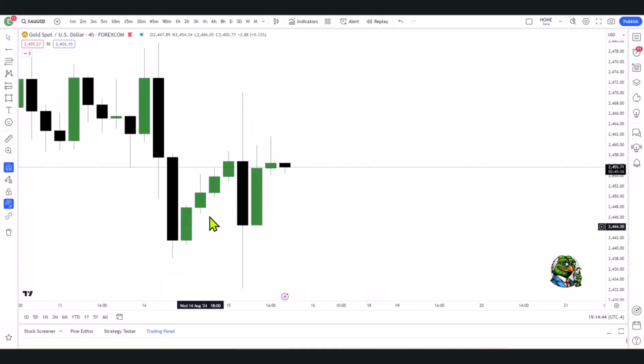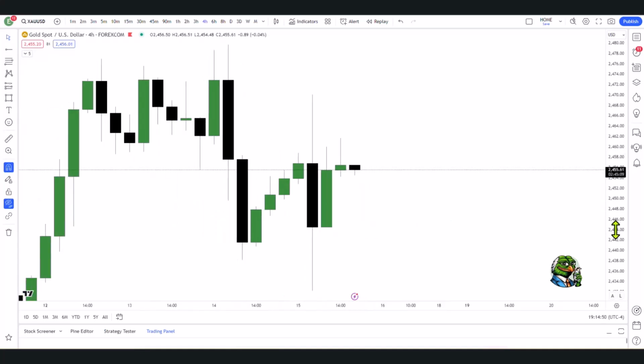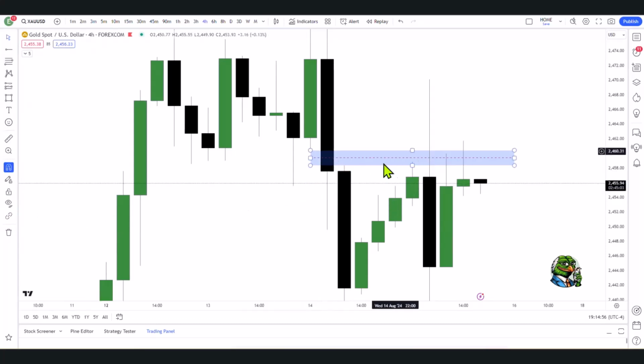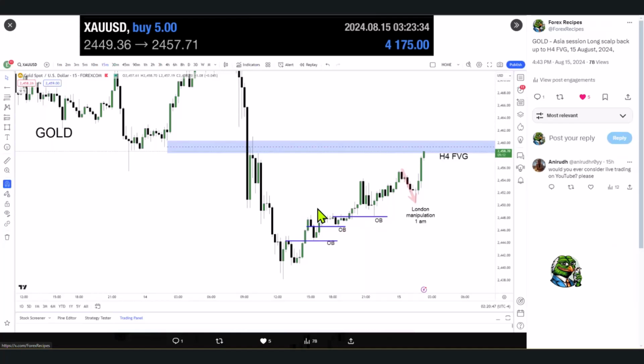and this is the pullback that we are getting that I've taken a long from earlier in the day. And I am targeting this fair value gap. Right there, that was the exit on that trade, and that's what I journaled right here. So there's the exit.